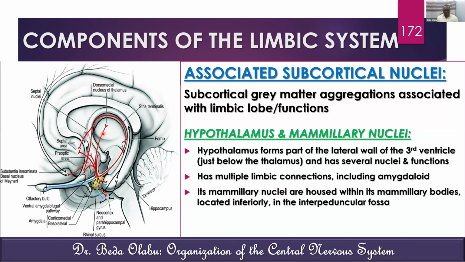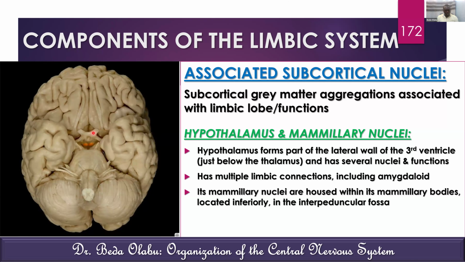It's located in the inferior aspect of the hypothalamus, and it's actually visible from the base of the brain. In this particular image, we can see the highlighted ones. Those are the mammillary bodies of hypothalamus. Each mammillary body has two nuclei. So we have the medial and lateral mammillary nucleus, located within this region, which we call the interpeduncular fossa, and the mammillary bodies.